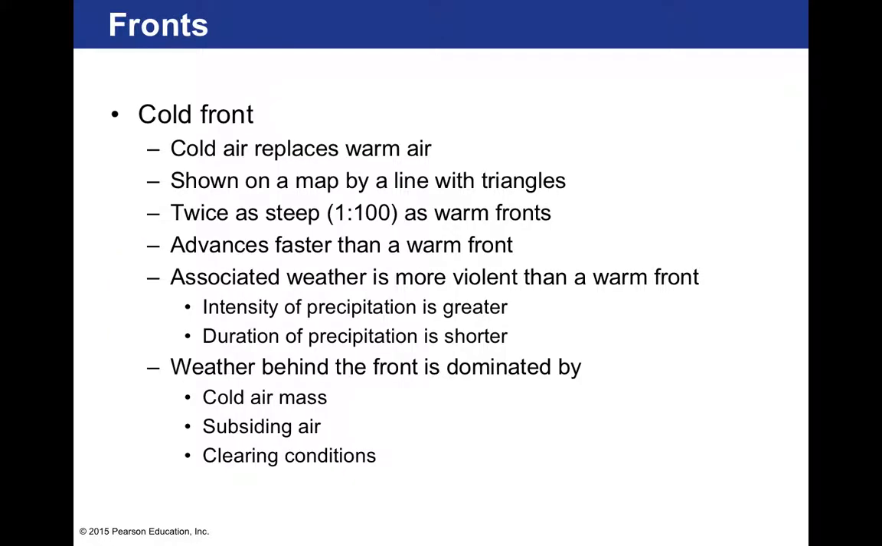So a cold front, on the other hand, is where cold air replaces warm air. It's shown on a map with a blue line with triangles, and these are twice as steep as the warm fronts, and they advance faster as well. These are associated with more violent forms of weather. The intensity of the precipitation is greater, but the duration of the precipitation is shorter because it's moving much faster than a warm front.